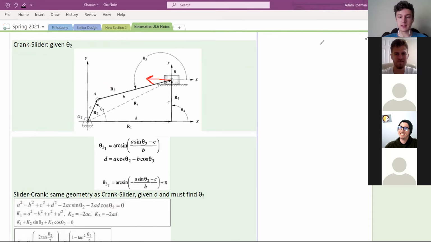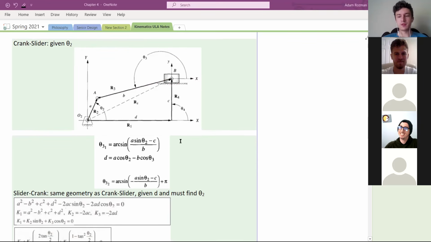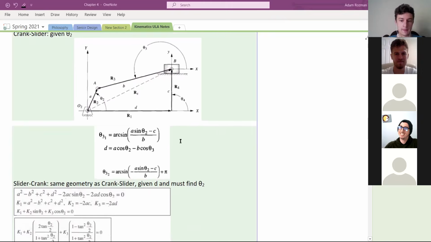Stefan is asking, is theta 4 always 90 degrees? Yes, if the ground is horizontal, basically. They could, I guess, technically give you a crank slider where it's translating like this. In that case, your theta 4 will still always be the same, but it'll be whatever that angle is. Generally for crank slider, it's just going to be 90. Yeah, I don't think they're going to give you anything super complex like that.